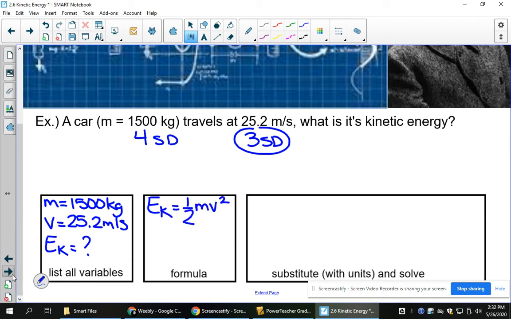So we look on our formula sheet and we find this formula. So we write it down. It's very important that you're writing your work properly in physics. Don't skip any of the steps that I'm teaching you. Then we sub our numbers in.